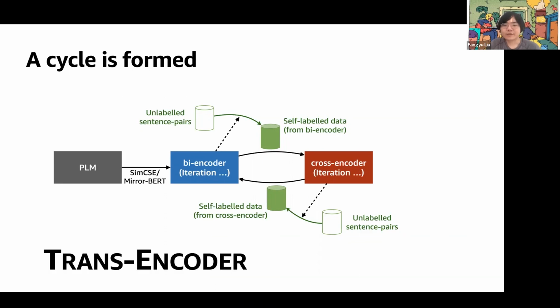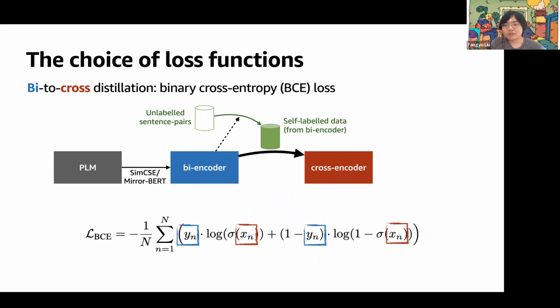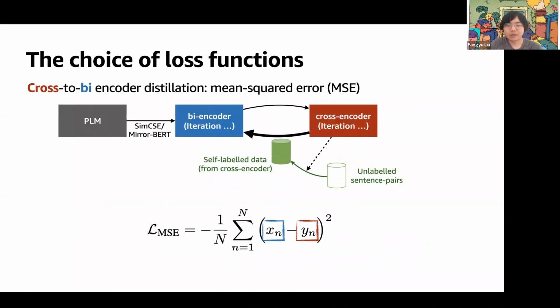And that's our transencoder architecture, as simple as that. What's worth mentioning is the loss function being used here. For bi to cross-encoder distillation, we use the binary cross-entropy loss, while for cross to bi-encoder knowledge distillation, we use the mean square error.